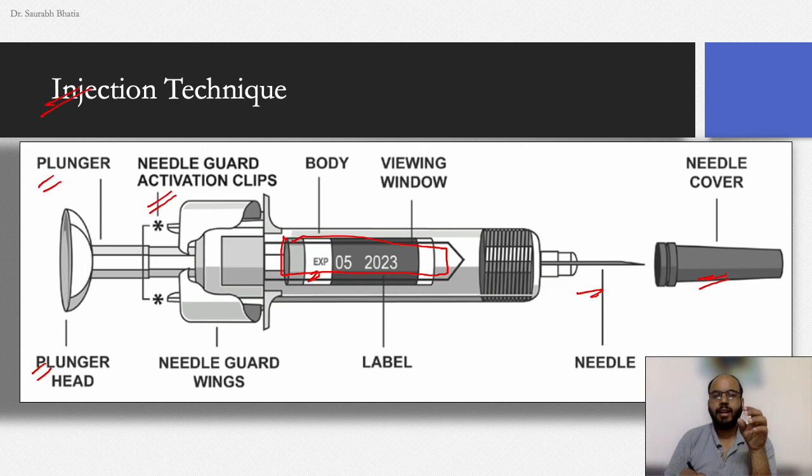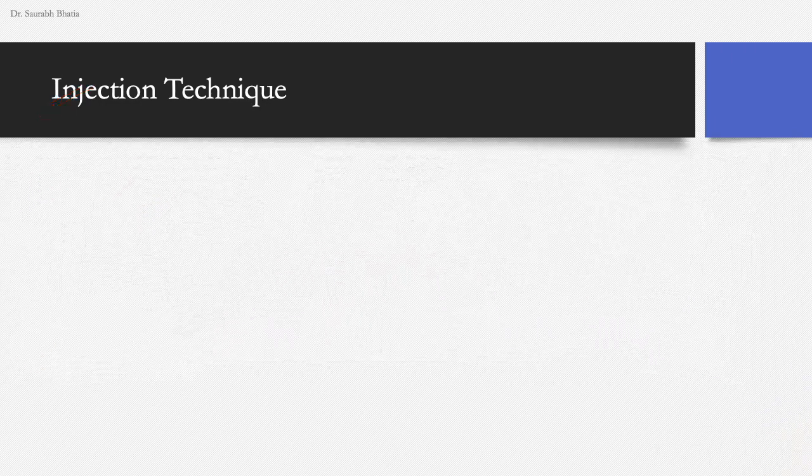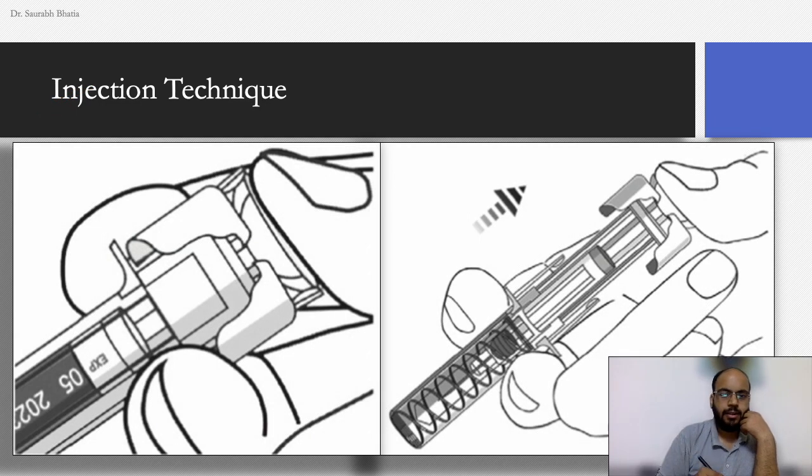Clear? Just remove the cap and inject the full dose subcutaneously until you hear a small click of needle guard activation, and then the work is done. Clear? So you just have to push it to its extreme and keep on pushing until you feel the needle guard going inside and covering the needle. Just keep on pushing it fully and wait to hear the click sound, which will tell you that yes, the whole dose has been administered.